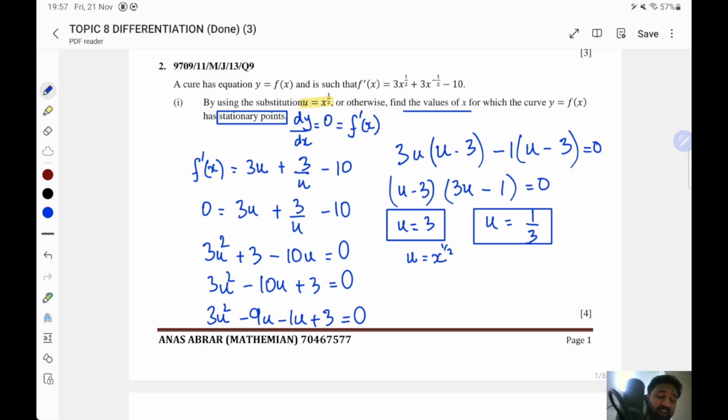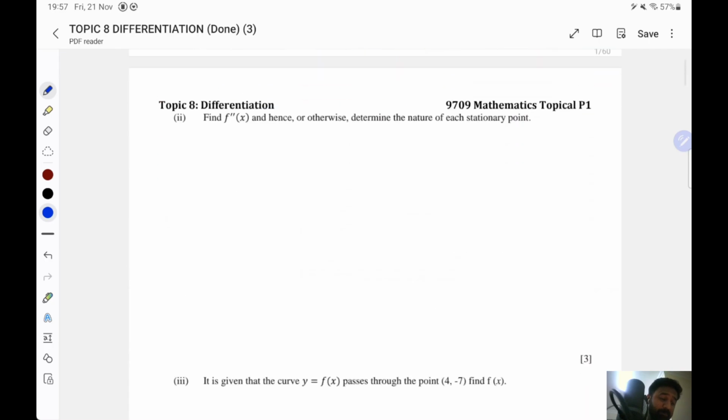So in order to find x, this power is going to go to the other side and it is going to flip there, so it will become u squared equals x. So one value of x will be 9, which is the square of 3, and the other value of x will be 1 divided by 9, which is the square of the second value. So these are the two values of the stationary point.